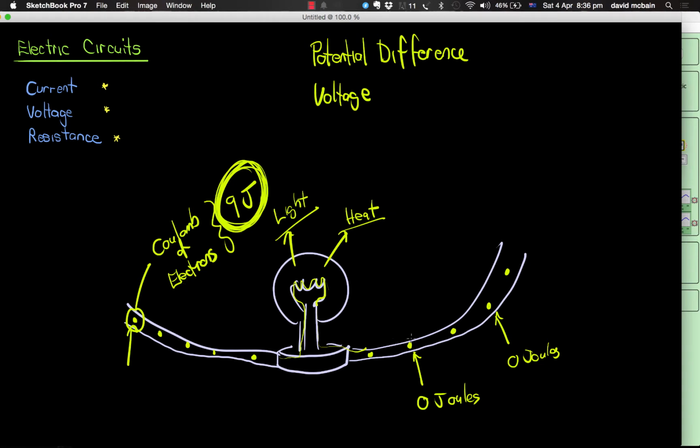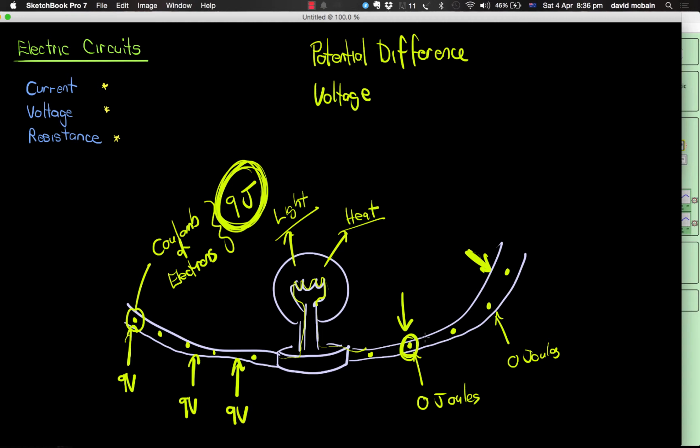If I was to measure the energy in that coulomb there, my answer would be 0 joules. And so at that point in the circuit, or at that point in the circuit, or even at that point in the circuit, I could say the amount of energy per coulomb over here would be 9 joules per coulomb. So the voltage of the circuit at that point would be 9 volts. Here it would be 9 volts. Here would also be 9 volts.